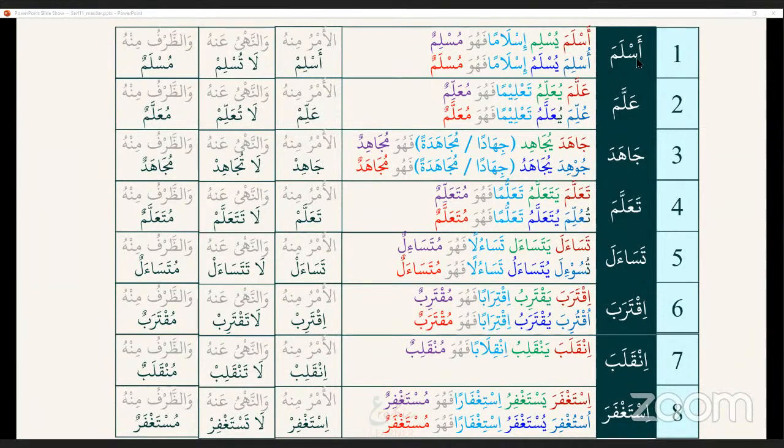Aslama yuslimu islaman fahuwa muslimun. Uslima yuslamu islaman fahuwa muslimun. Al-amru minhu aslim wa nahyu anhu la tuslim wa dharfu minhu muslimun. Now the good thing about this is the dharf of mazid fihi is maf'ul. This is ism maf'ul, so it's the same.